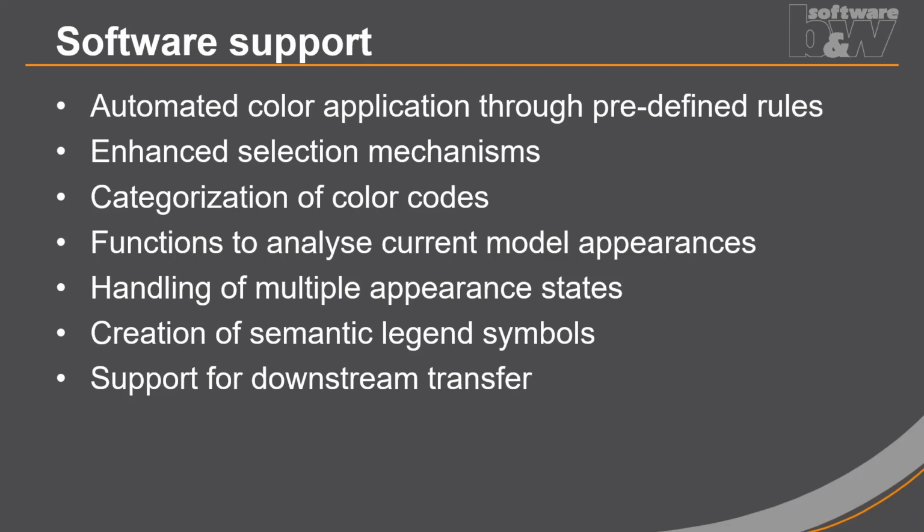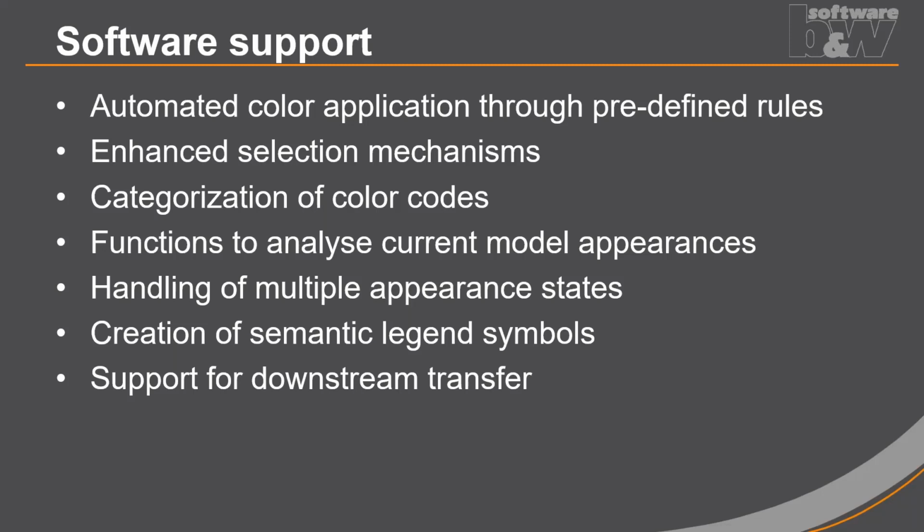Color codes should be categorized, and that helps us to get the correct colors which are relevant for my specific model, for my specific case. For example, depending on, do I have a mold plate or is it a sheet metal part or so on. And also it's very valuable to have analysis functions which give an overview which color codes do I already have in my model. So also pre-colored models can be used, and the software should also support of having multiple appearance states simultaneously.